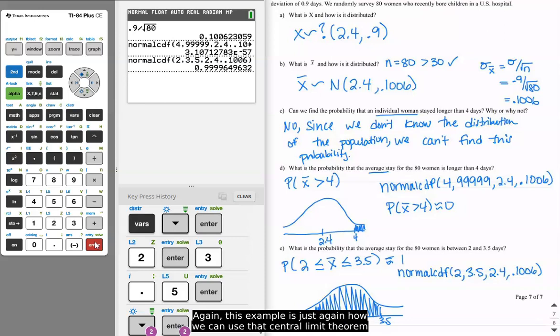So again, this example is just how we can use that central limit theorem, even if we don't know the distribution of the initial population. All right, so this is how we can use our central limit theorem.